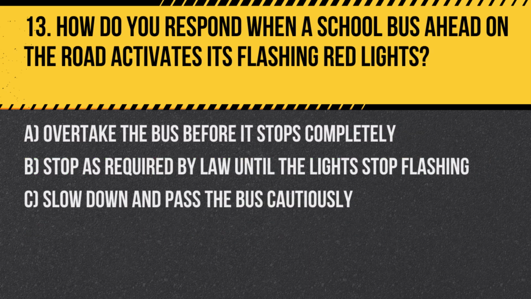Question 13. How do you respond when a school bus ahead on the road activates its flashing red lights? A. Overtake the bus before it stops completely. B. Stop as required by law until the lights stop flashing. C. Slow down and pass the bus cautiously. Answer: B. Stop as required by law until the lights stop flashing. Drivers must stop for school buses when red lights are flashing to ensure the safety of children.